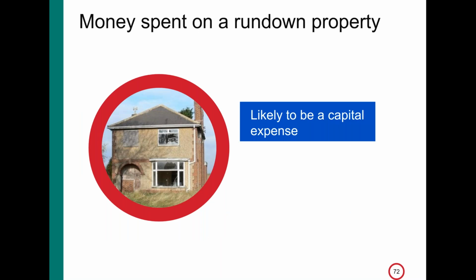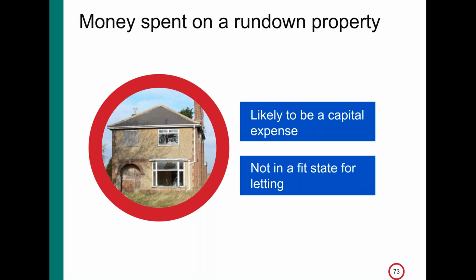When you buy a property that is derelict or run down, the costs of putting it right are likely to be a capital expense. For example, where the property isn't in a fit state for letting, or you pay a cut price for the property because of its condition. You cannot include these costs as an expense when working out your profit or loss. However, you may be able to use them when working out any future capital gains tax.